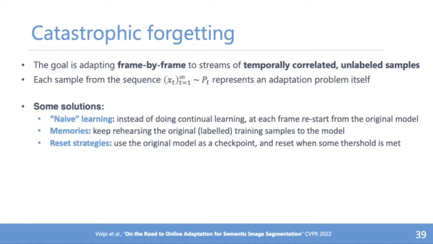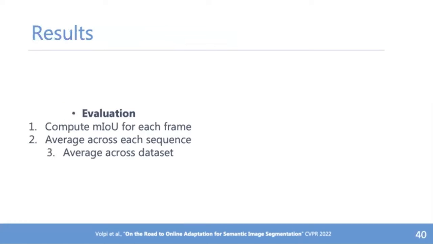Something that works well is keeping an episodic memory. So you keep assuming access to the source dataset, and you use this as a regularization term. You do adaptation, but you also keep optimizing your source training loss. Another thing that works well is reset strategies. It's somewhere in between continual learning and naive learning: if I have some indicator suggesting that I'm forgetting, I reset to my θ0 model. If not, I keep learning.